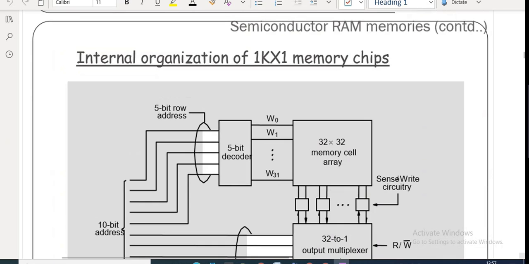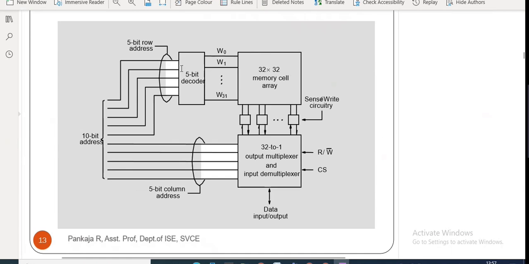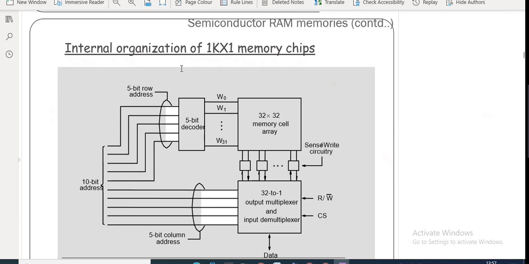So now we are going to move to another diagram. Just write down the circuit diagram. Quickly.